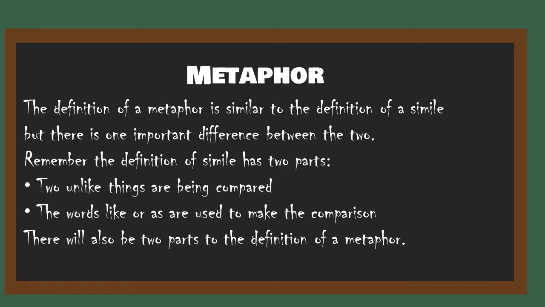Next we have metaphor. The definition of metaphor is similar to the definition of simile. There's no change, but there is one important difference between the two. So, that is where you won't get confused between simile and metaphor. Remember, the definition of simile has 2 parts. 2 unlike things are being compared, and the word like or as is used to make the comparison. There will also be 2 parts to the definition of metaphor. Let's understand how.